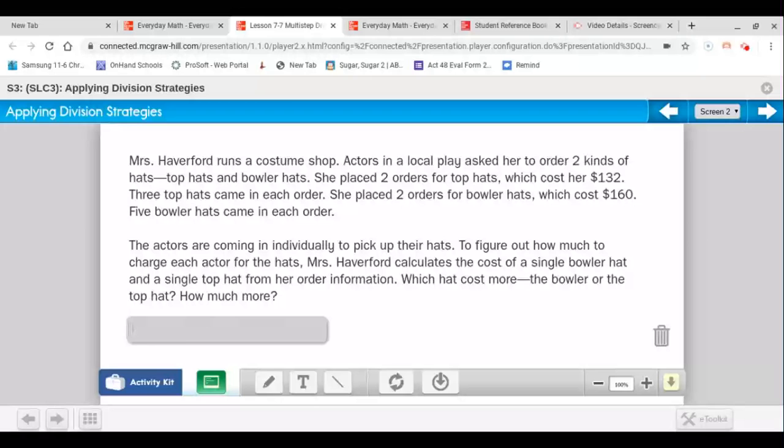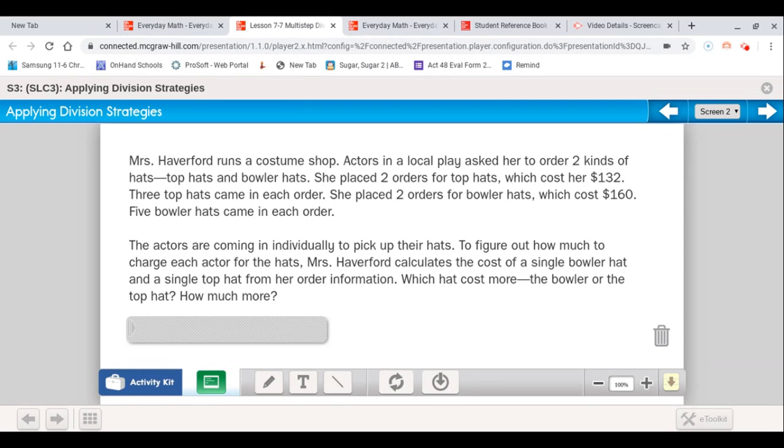She placed 2 orders for bowler hats, which cost $160. 5 bowler hats came in each order. The actors are coming in individually to pick up their hats. To figure out how much to charge each actor for the hats, Mrs. Haverford calculates the cost of a single bowler hat and a single top hat from her order information. Which hat costs more, the bowler or the top hat, and how much more?